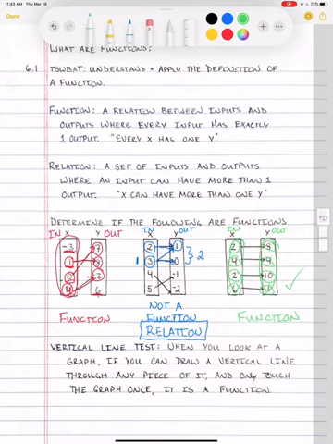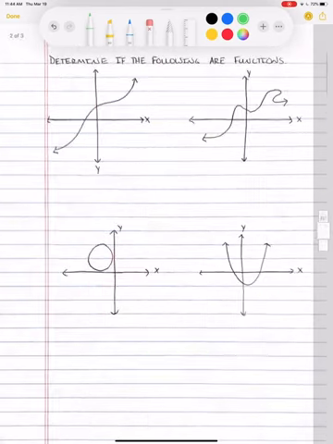Another way that you can tell if something is a function or a relation is just by looking at a graph. When you look at a graph, you want to do what's called the vertical line test. Okay, so we're down here right now. So the vertical line test is when you look at a graph, if you can draw a vertical line, so a line straight up and down, and if it goes through any piece of the graph and only touches it once, then the graph is a function. Okay, so we'll go ahead and look at some of those examples. Okay, vertical line test. So it says determine if the following are functions.